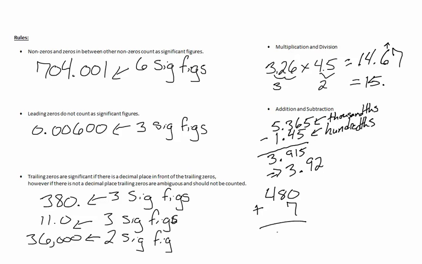If we added these two numbers together, we would get a value of 487. So in this case, we're going to look at the least precise number, which is the 7, measured to the ones. So if we were to keep track of significant figures, our final answer would be 490.